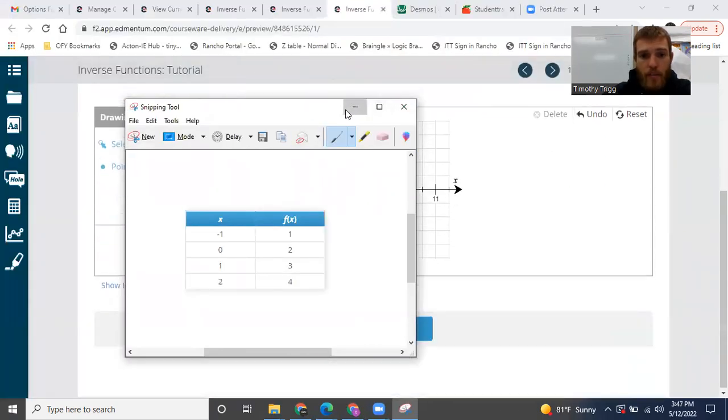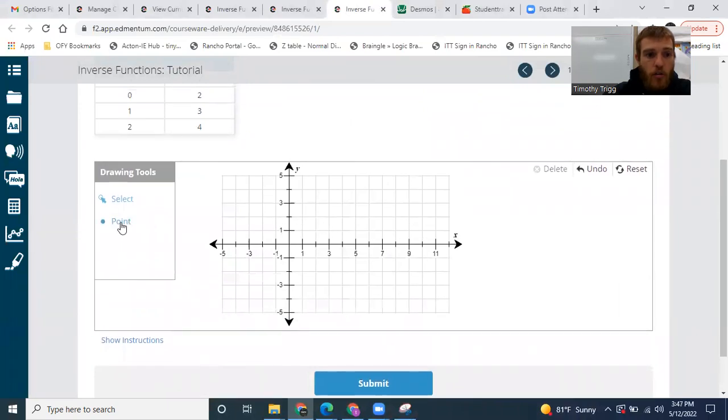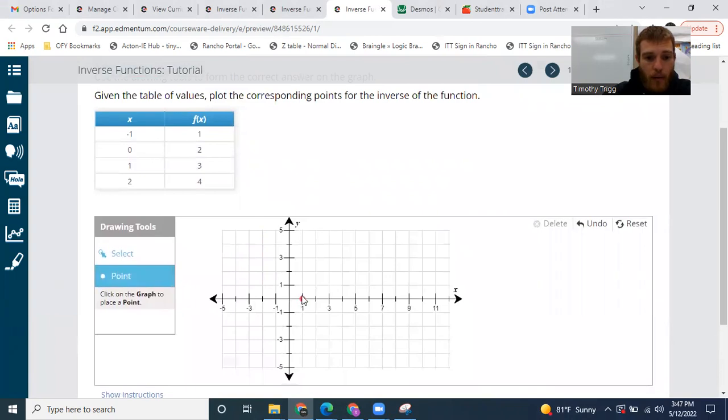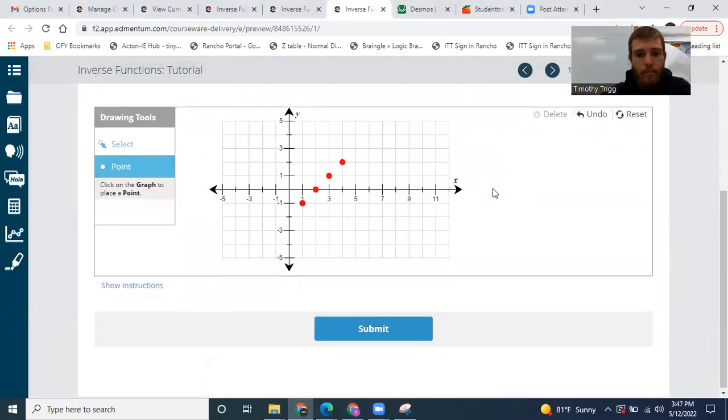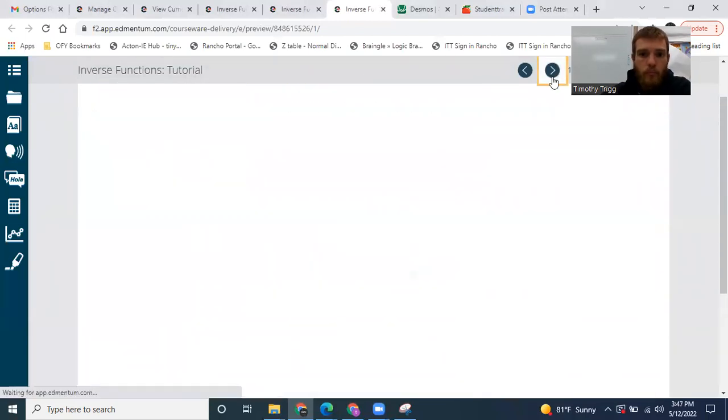So let's go ahead and graph these on our chart here. So we're going to go ahead and use the point tool. And let's do 1, negative 1, 2, 0, 3, 1, and 4, 2. Notice our points all line up, which is good.